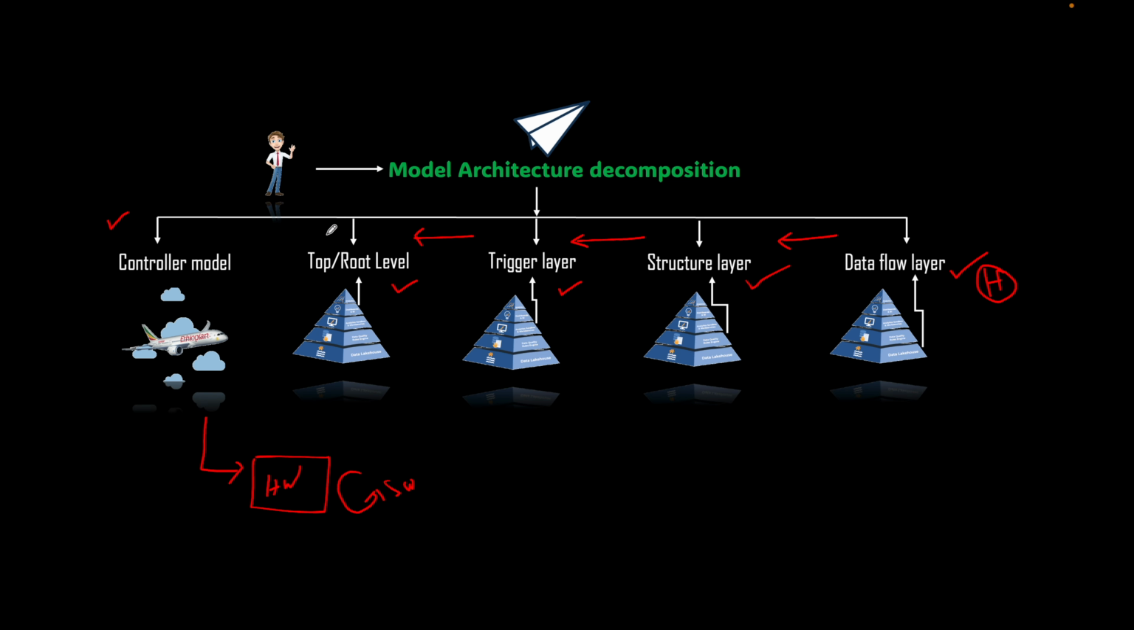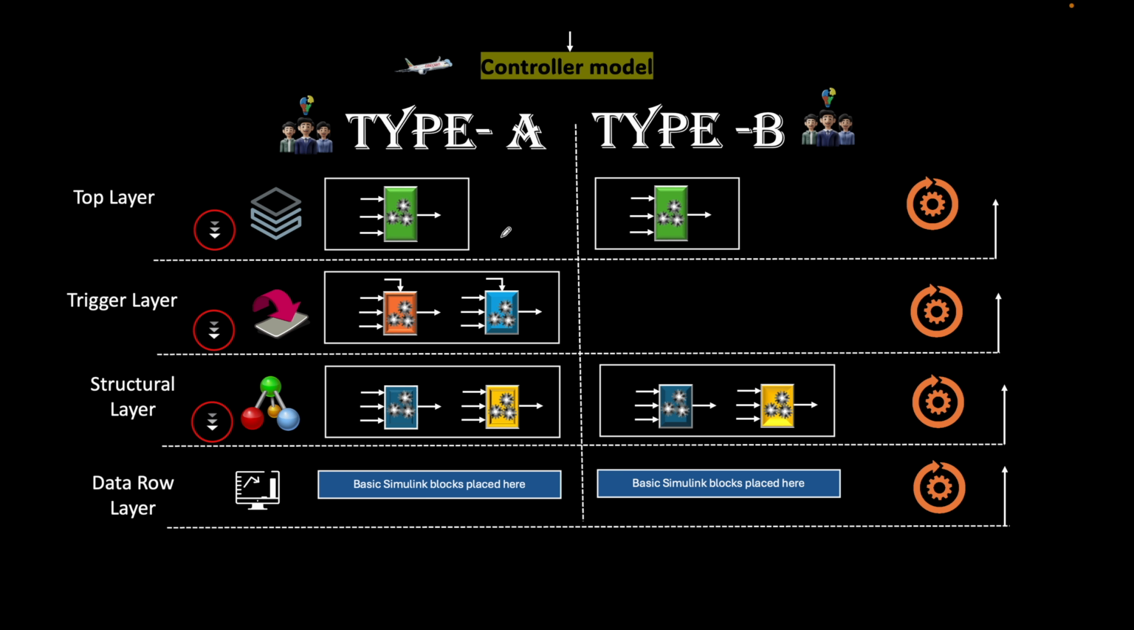Coming to the structure, if you see over here, there could be two types of model controller design. One you can consider as type A and another you can consider as type B. The trigger level in this case will be the optional part. So you can either have a trigger or not have a trigger. If you have a trigger, then there will be 4 levels in the design. If you do not have the trigger, then you will have 3 levels in the design.